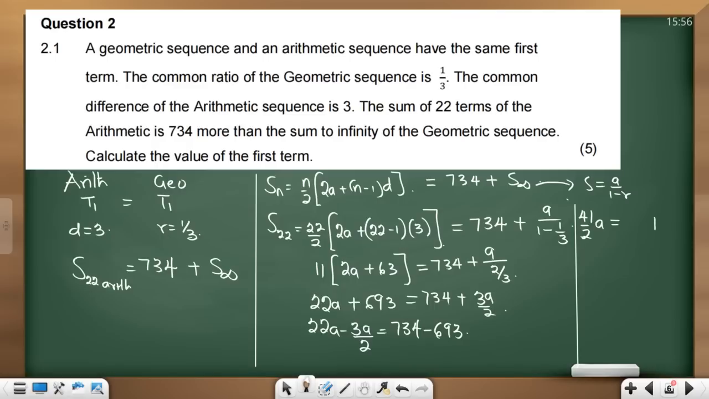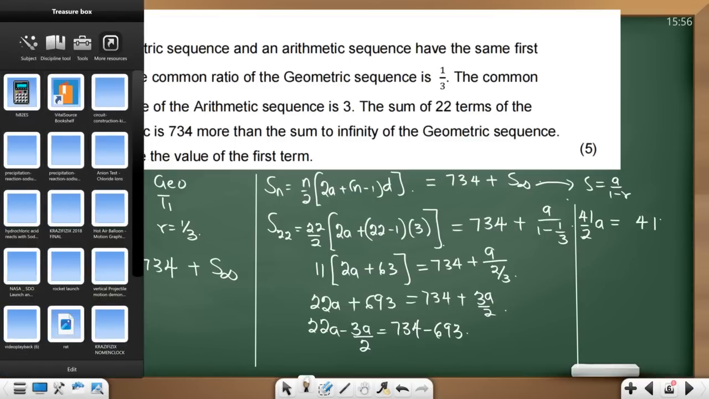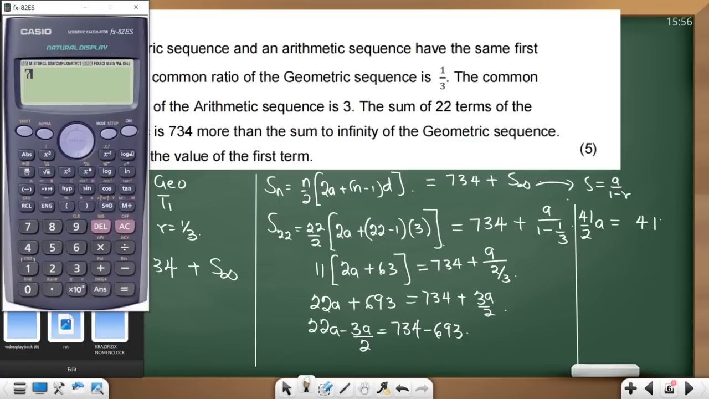That would give us 41 as well. Am I right? Let's just confirm. 734 minus 693. All right, 41.